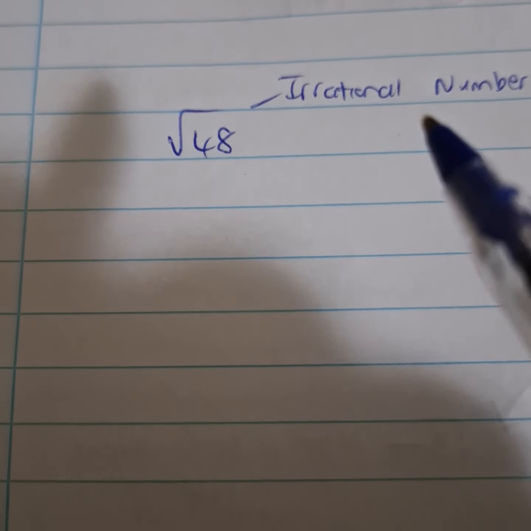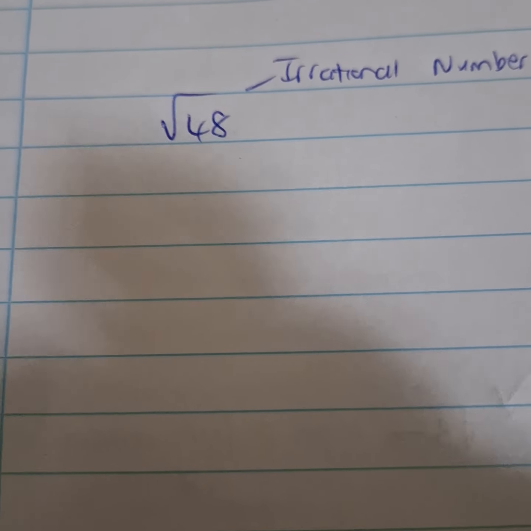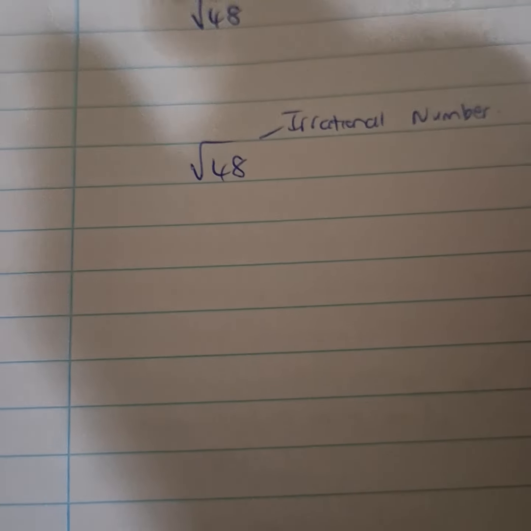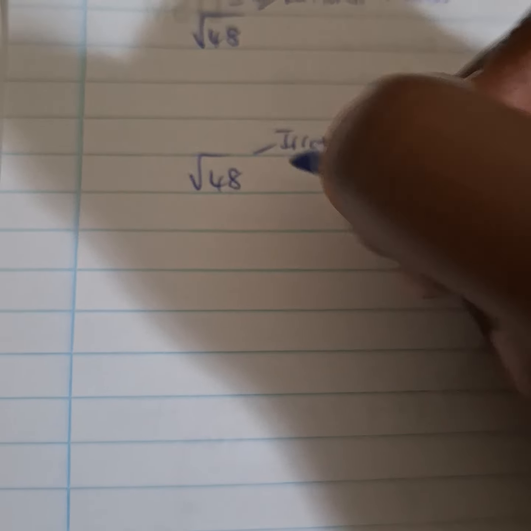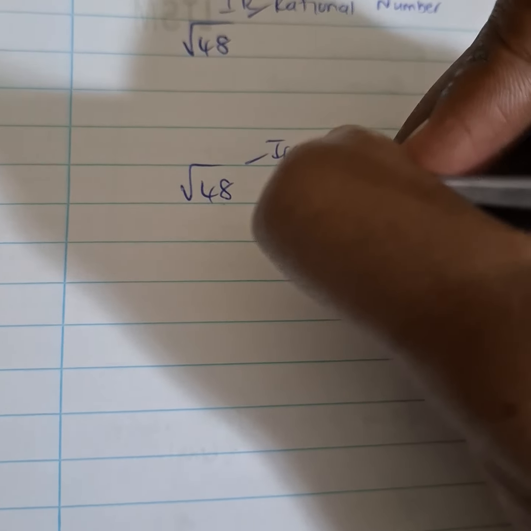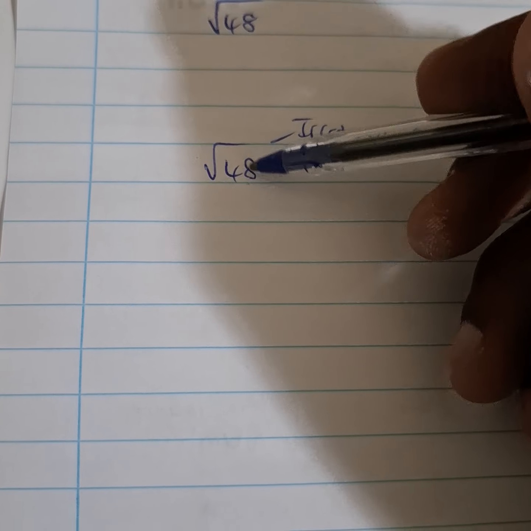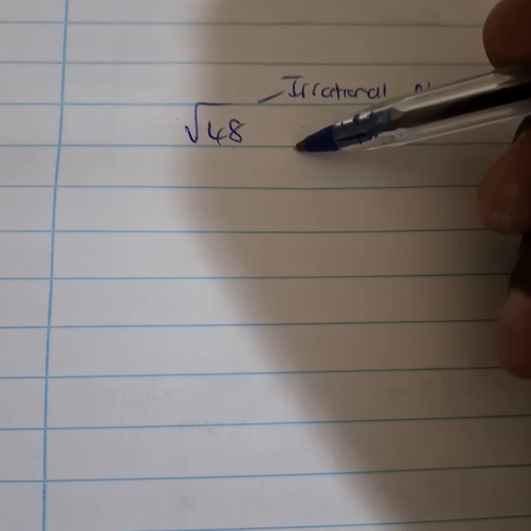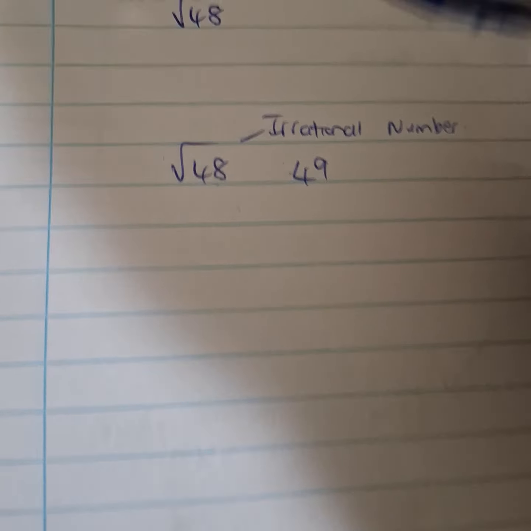Now we want to find out between which two consecutive integers this square root of 48 lies. So what we do is we think about two perfect squares, one that is immediately after the number 48. Let's just forget about the square root for now. Let's think about the 48. What is a perfect square that you know that is immediately after 48? Yes, you're correct. It's 49.